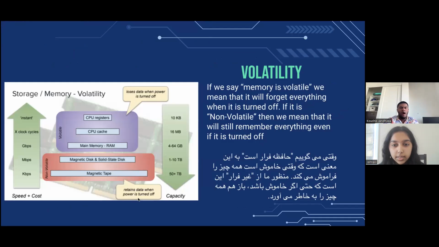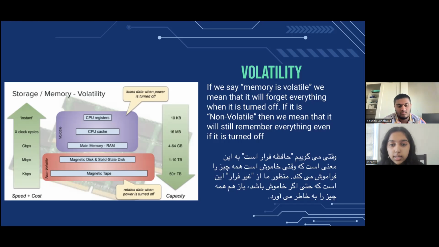Here we have volatility. If we say that memory is volatile, we mean that it will forget everything when it is turned off, or that we will lose data when the device loses power. If it is non-volatile, we mean that everything will be remembered even if the device is turned off, or that we will not lose data even if we lose power.